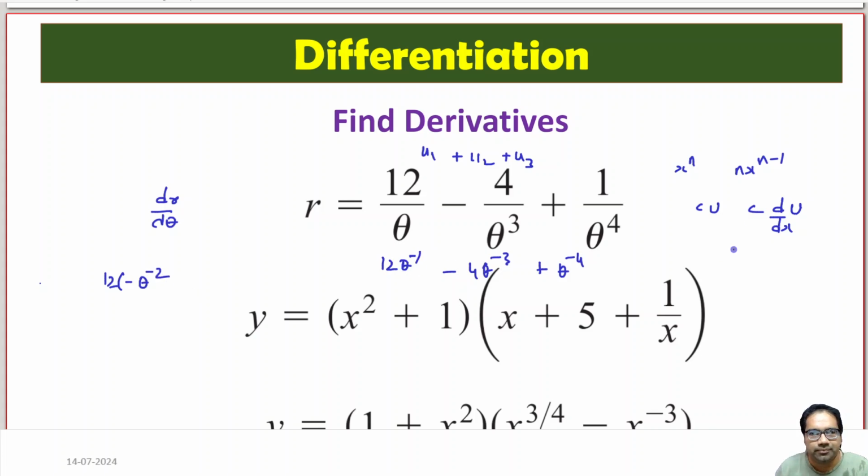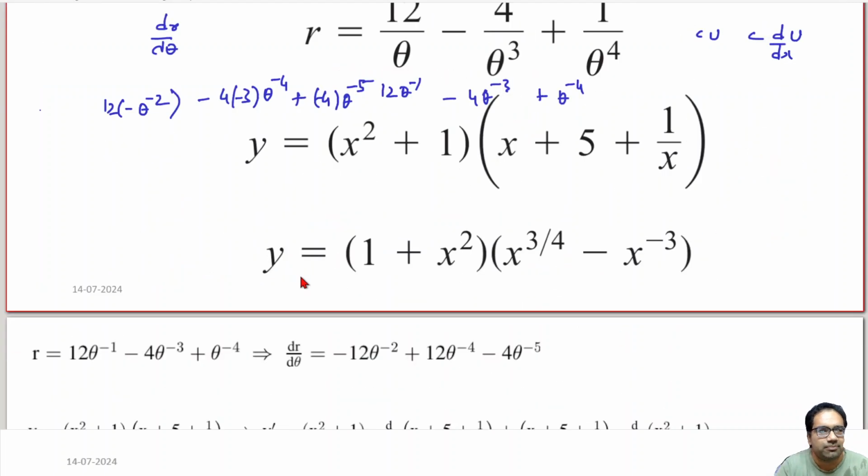Right, n x power n minus 1, so minus 1 theta power minus 1 minus 1, which is minus 2. Minus 4 times minus 3 theta power minus 3 minus 1, which is minus 4, plus minus 4 times theta power minus 4 minus 1, which is minus 5. Please note: n theta power n minus 1. So that becomes minus 12 theta power minus 2 plus 12 theta power minus 4 and minus 4 theta power minus 5.